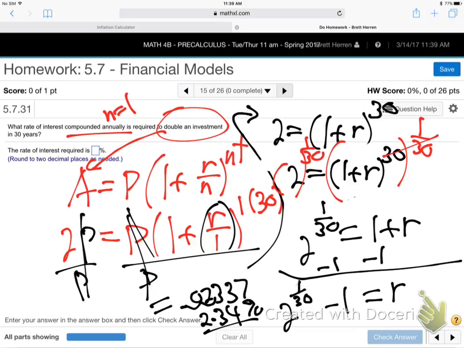Money double in 30 years. Ever heard of the rule of 72? If you go the way of business, the financial people always use the rule of 72. It's not required or anything, but it basically says if you take any two numbers that multiply to be 72, like 9 times 8, 3 times 24.